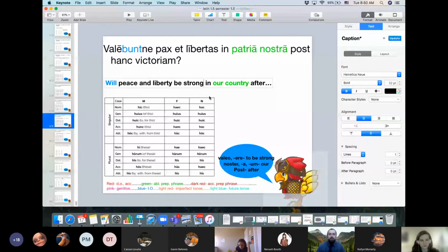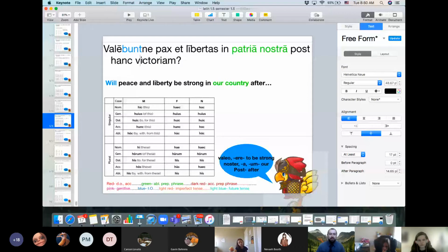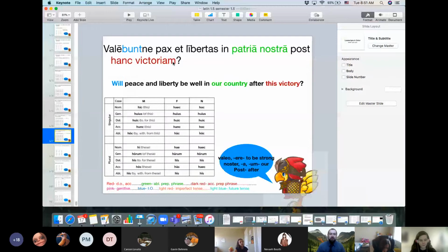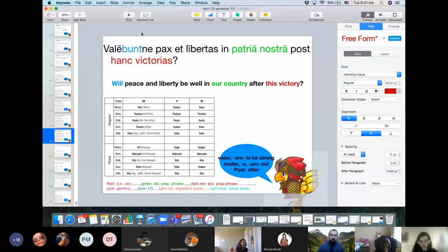Will peace and liberty be strong in our country after, and so hanc victoriam is accusative singular feminine. So again, what I was trying to say is you don't need to look at that and know that it's accusative singular feminine. If it looks like it could be those things, you would just be like, okay, it's going with victoriam. That's all that really matters. So this is just after this victory. All I'm trying to build up to saying is it's not that complicated. If it was victories, then we would need the accusative plural version, and that'd be like these victories, right? Because these is the plural of this, but we're just using this because it's singular.